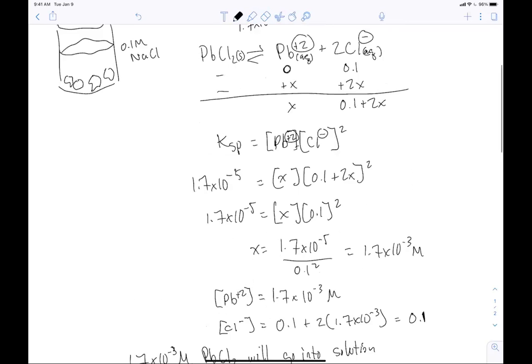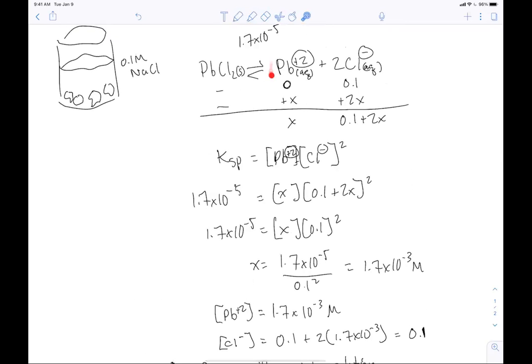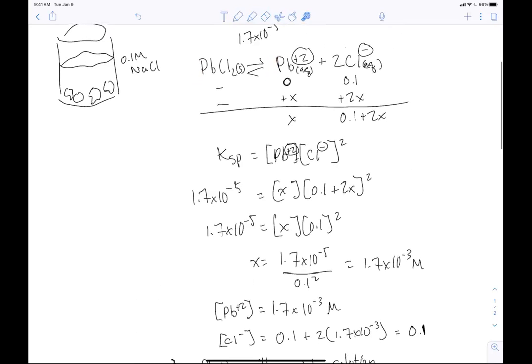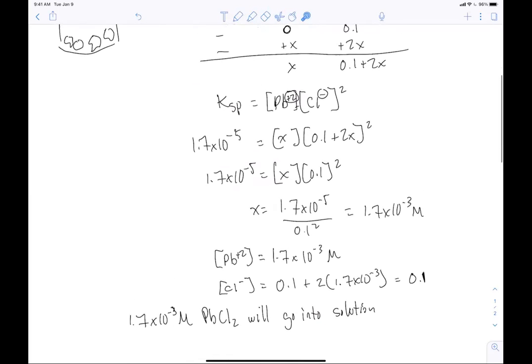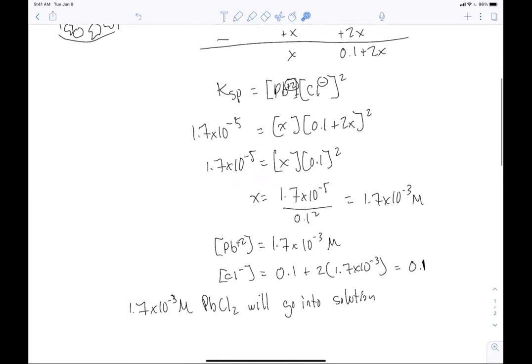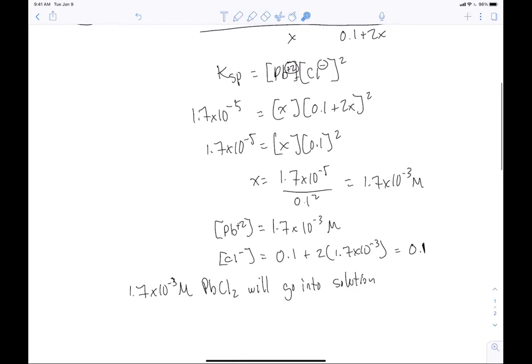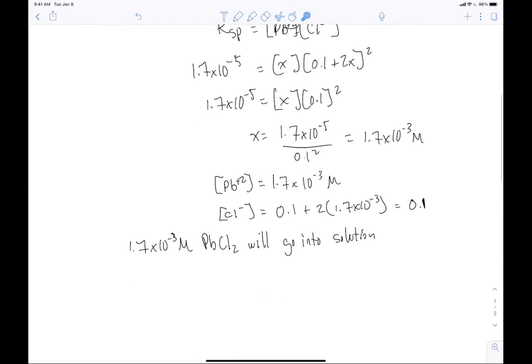Because we know that however many moles of lead are dissolved in solution, it's going to be equal to the amount of lead chloride that goes in. Those are tied together through the stoichiometry. You solve for KSP. Let's see, I don't want to spend all of our time on solubility.